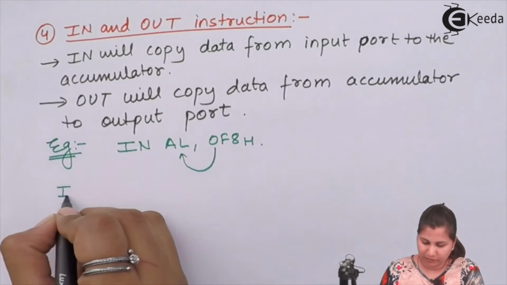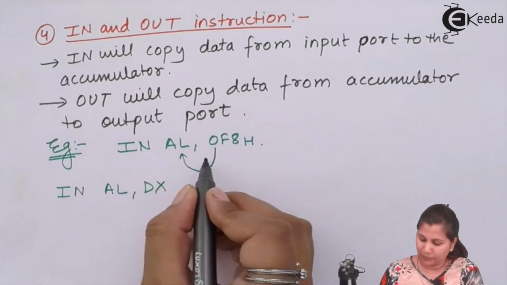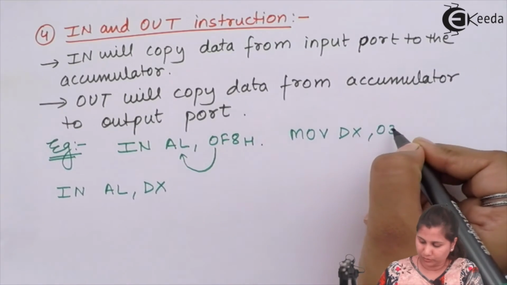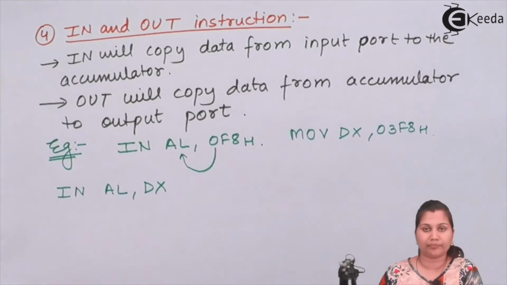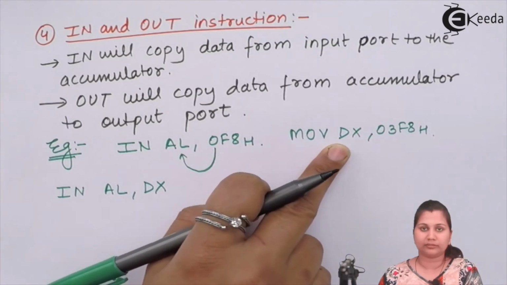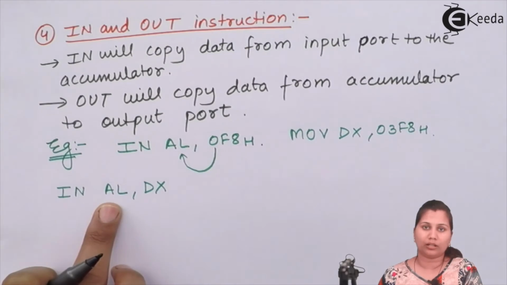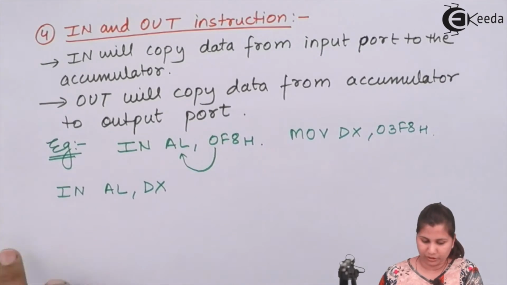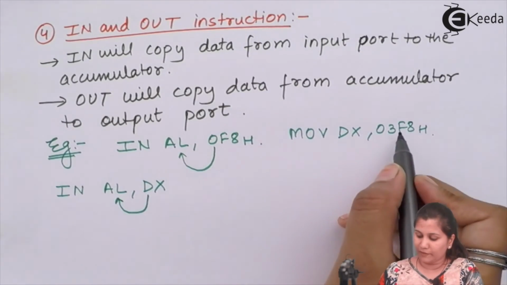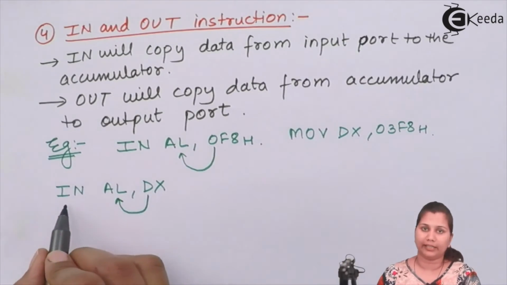Okay, then we have IN AL, DX. Suppose before this we have written an instruction MOV DX, 03F8H. So this will be copied into the data register DX, and then the data at the port addressed by DX will be copied into the accumulator register. Okay, so that 8-bit data will be copied from the location. First the port address will be stored into the DX, and then the data will be copied into the AL register.